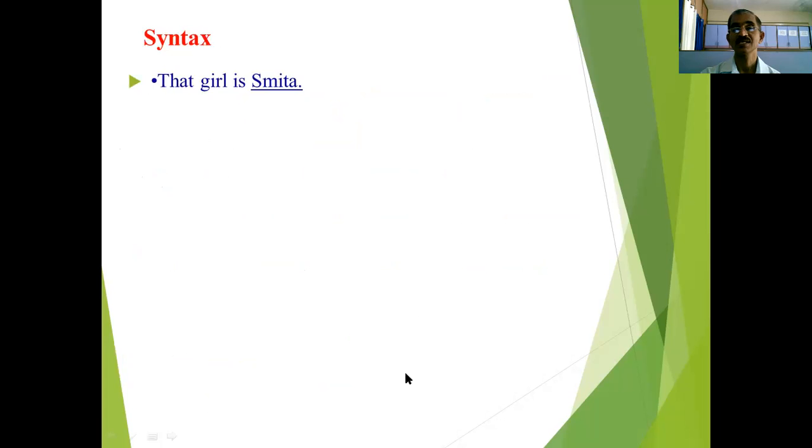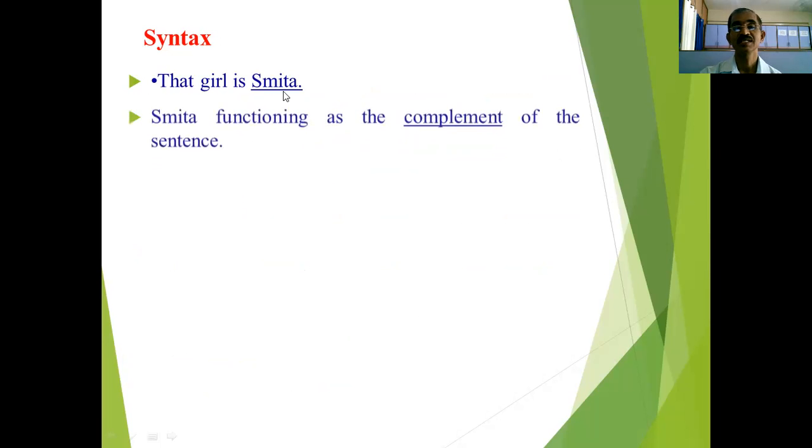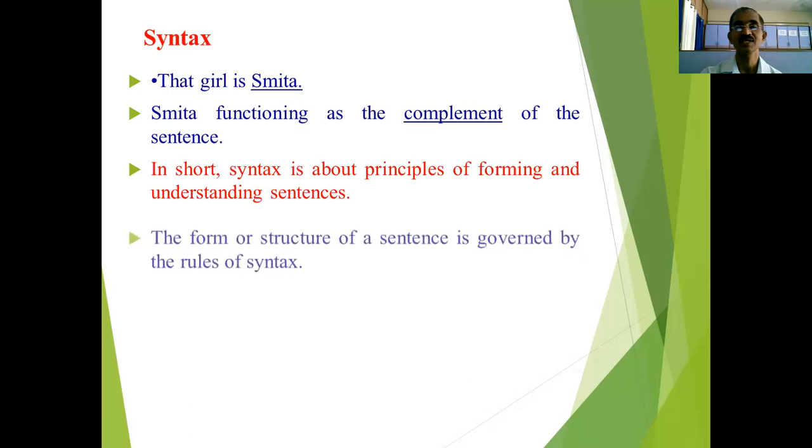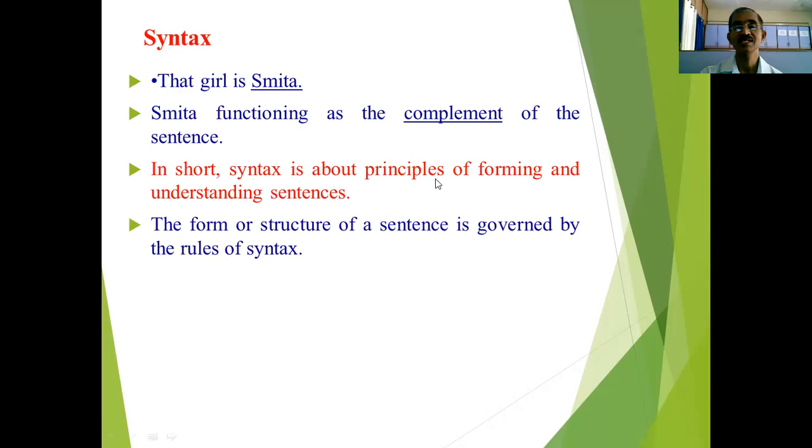The third sentence is: that girl is Smita. Here, Smita functions as the complement of the sentence. In what way do we know? The same word Smita, which is a noun, has three different functions. In the first sentence, it functions as subject. In the second sentence, it functions as object. And in the third sentence, it functions as complement. In this way, the same word Smita has different functions in these three examples.